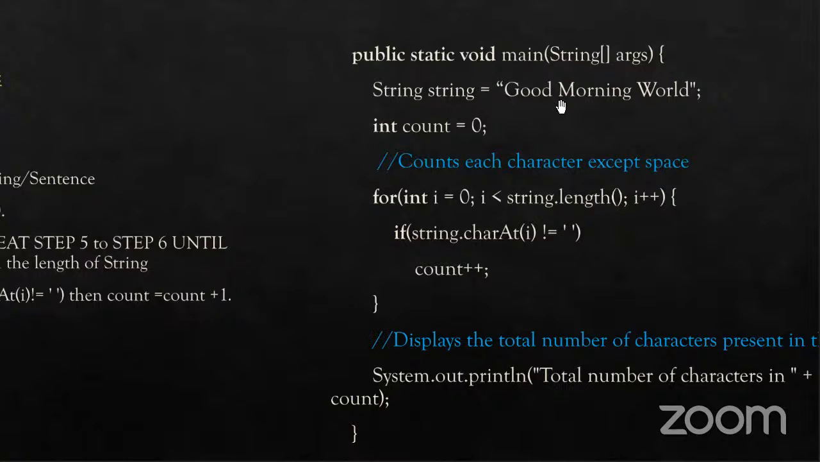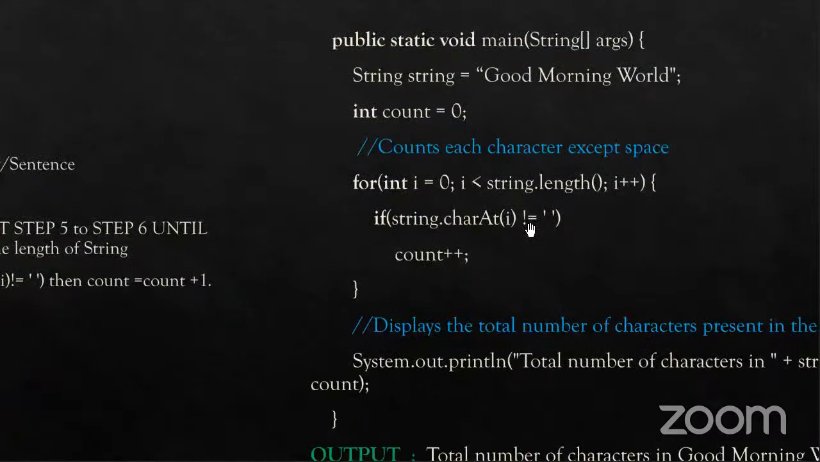Here I am inside the main method. I am initializing a string, "good morning world", and initializing count equals 0. Here I am using a string literal for creating the string. If you need to, you can also create it using the new keyword, or give a character sequence in that way.